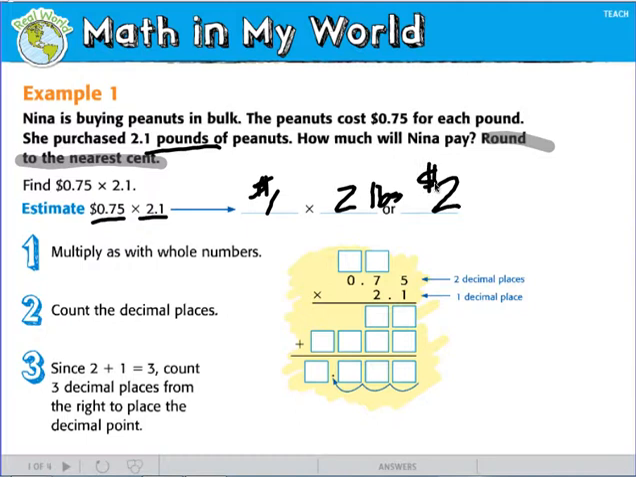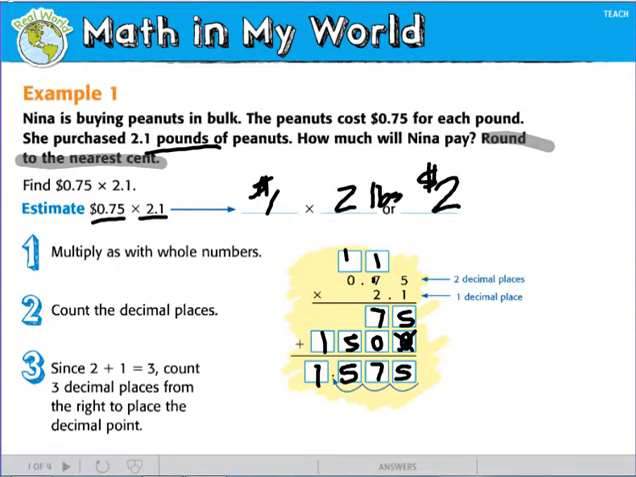Okay? Now we're going to multiply as with whole numbers. So this is what we're going to do. We're going to completely ignore the fact that we have decimals here. We're just going to multiply the problem out. So 1 times 5 is 5. 1 times 7 is 7. Placeholder. Then 2 times 5 is 10. Carry the 1. 2 times 7 is 14. Plus 1 is 15. 2 times 0 is 0. Plus 1 is 1. Now we add them together. We have 5, 7, 5, 1.